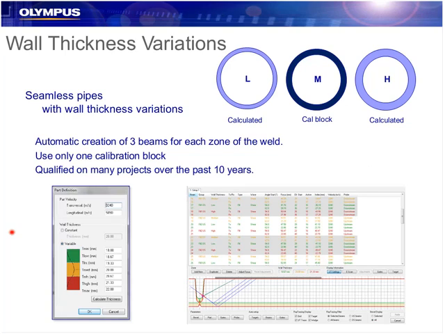So we actually have some tools where we can design in 3 different inspections happening at once using only one nominal cow block. We create 3 beams for each zone. In this case, it was 18, 18.7, up to 19.33. That way, when we scan, we'll do a quick thickness measurement and know which criteria to apply and only have to do one inspection, even with wall thickness variations. So, a very useful tool, especially for seamless pipe.